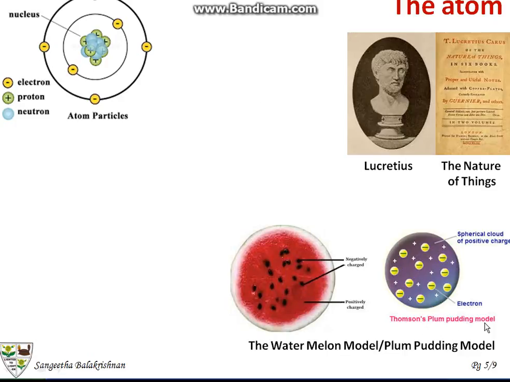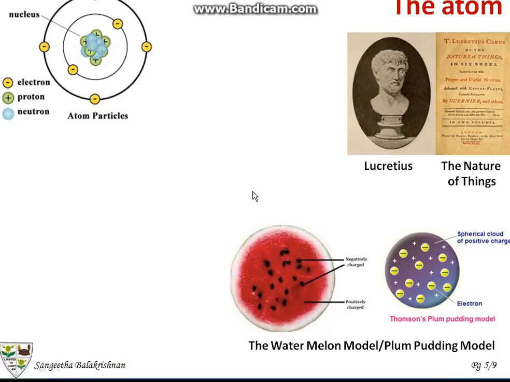land on Thomson's plum pudding model. So J.J. Thomson essentially said the atom looks like a sea of positive charges into which these negatively charged electrons are embedded. If you would rather think of this plum pudding model in the form of a watermelon model, this red fleshy part over here is your sea of positive charges, and the dark brown or black seeds that we spit out are the negatively charged electrons.